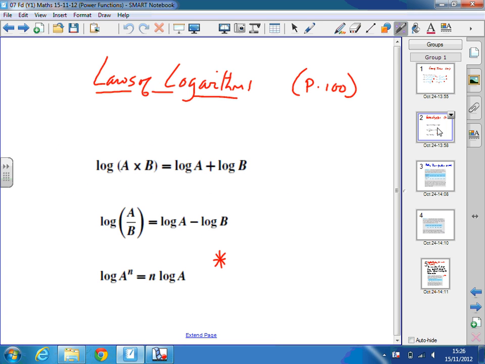From these come the laws of logarithms. A logarithm is a power. So the logarithm of a number is the power to which 10 is raised to give that number, that we looked at last week. So because I've turned them into powers, when I multiply two numbers together, I add the powers. If I divide, I subtract the powers, so I subtract the logarithms.